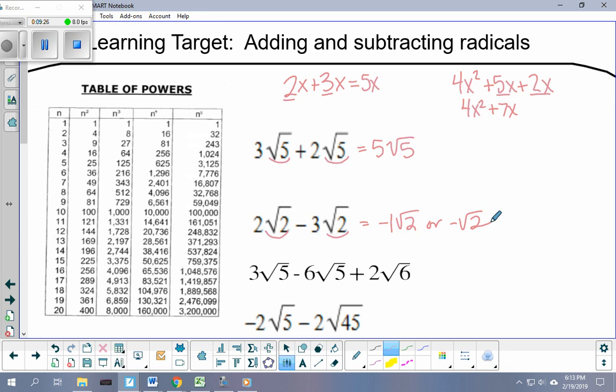Here's another example. We have 3 root 5 minus 6 root 5 plus 2 root 6. Well, only a couple of them have the same root, 3 root 5 minus 6 root 5, so those we can combine. And then we just write plus 2 root 6.